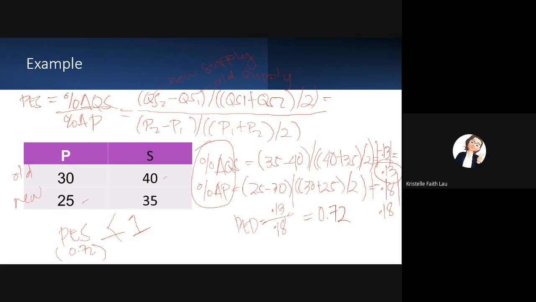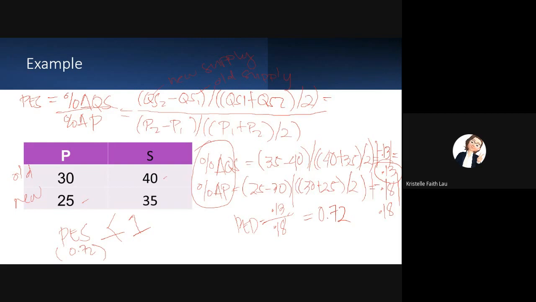Then what if ang PES nato is equal to 0? So it means the supply curve is vertical. So there is no response sa supply to prices. So in this case, ang tawag nato diri is the supply is perfectly inelastic. We also have PES equals to infinity. So the supply curve is horizontal, so there is an extreme change in supply in response to very small change in prices. So the supply is perfectly elastic.